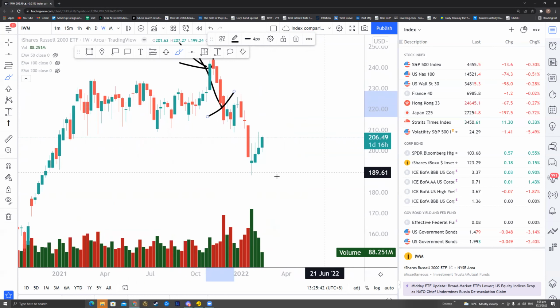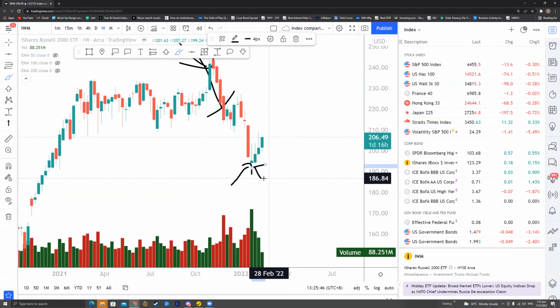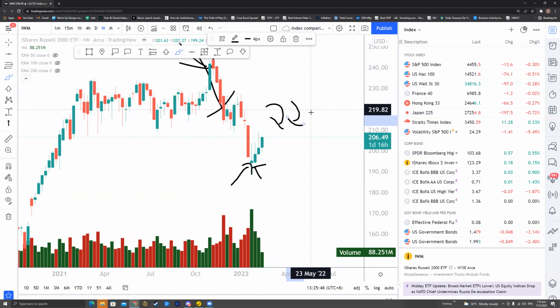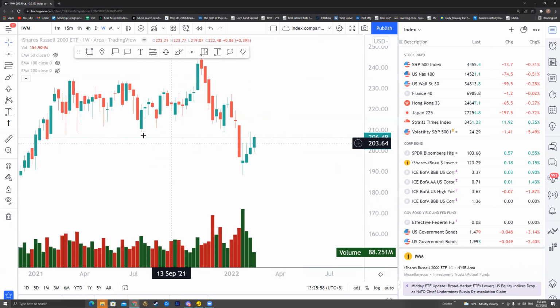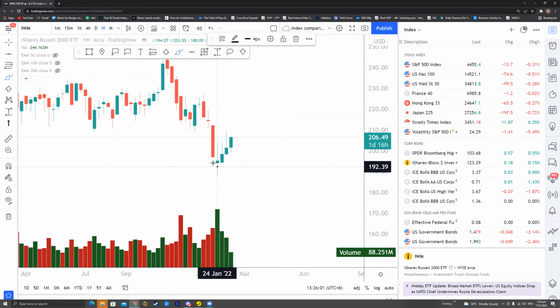The question now here is, are the buyers enough to support the further selling that is coming ahead? That is the question that we need to understand, and that is where we need to plan our trades, okay? So yes, we have a temporary support here for now at 195.